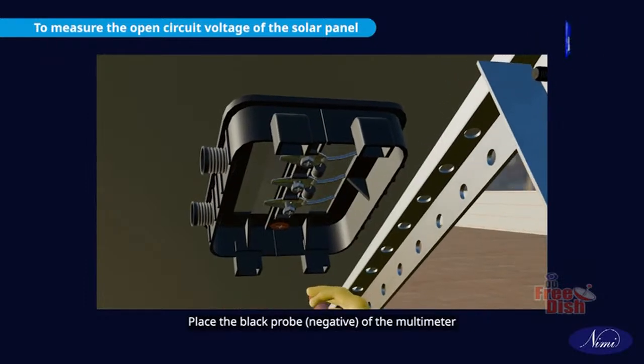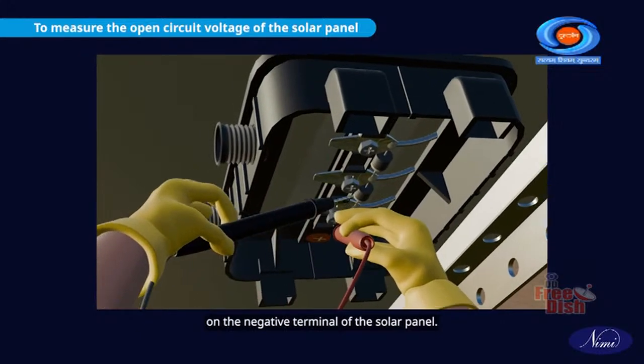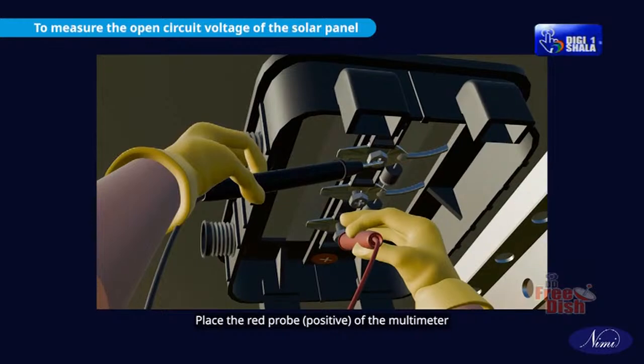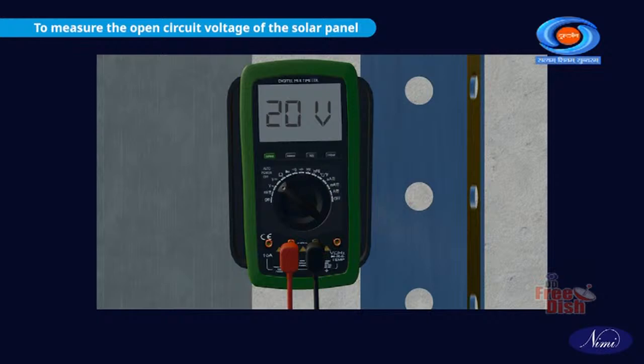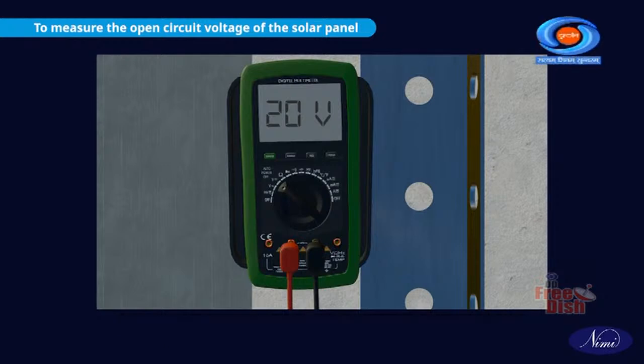Place the black probe, negative, of the multimeter on the negative terminal of the solar panel. Place the red probe, positive, of the multimeter on the positive terminal of the solar panel. Once the probes are connected, the multimeter displays the voltage output of the solar panel.